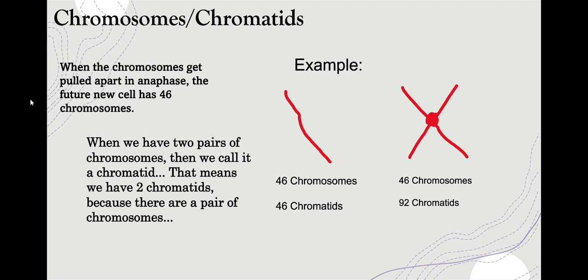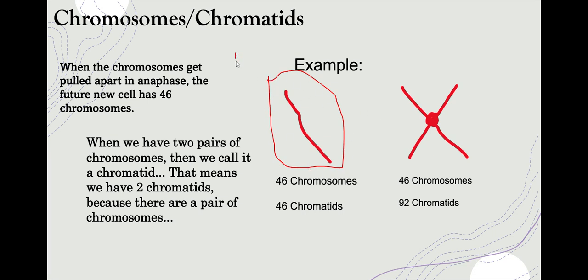So when the chromosomes get pulled apart in anaphase, the future new cell also has 46 chromosomes. How? Well, when we have two pairs of chromosomes, then we call it a chromatid. That means we have two chromatids because they're a pair of chromosomes. For example, let's take out this thing here. Let's imagine this as one strand of a chromosome.